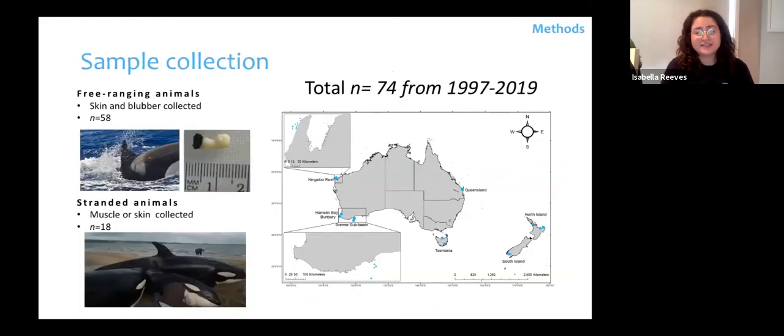So we ended up with 74 samples from around a 25-year period. We had both free-ranging samples, which are from Ningaloo Reef and Bremer Sub-Basin. This is all due to the work of John Totterdale and some of my other collaborators, where they've been going out year after year for the last almost decade now. Obviously, very grateful for that. And then the rest of these samples were stranded animals.